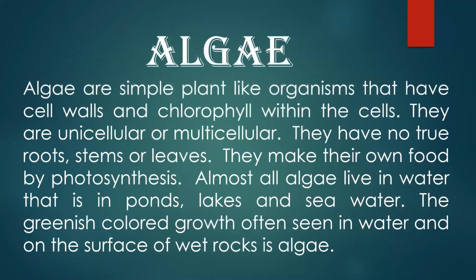Algae. Algae are simple plant-like organisms that have cell walls and chlorophyll within the cell. They are unicellular or multicellular. They have no true roots, stems, or leaves. They make their own food by photosynthesis. Almost all algae live in water, that is in ponds, lakes, and seawater. The greenish colored growth often seen in water and on the surface of wet rocks is algae.